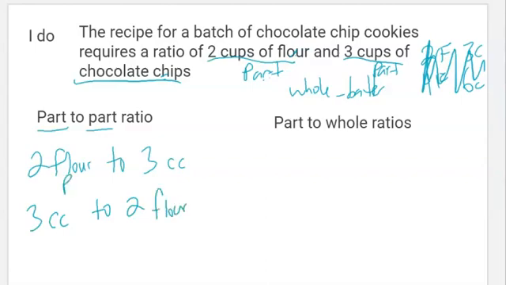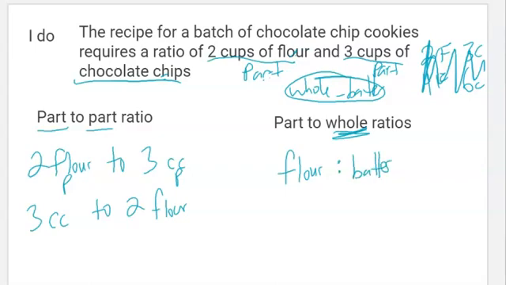That's a part to part ratio because the flour is part of the mix and the chips are part of the mix. The part to whole ratios are going to involve this whole mix of batter with the flour and the chips together. So if I want to do the part to whole ratio, that's flour to the entire batter. This is a part, and this is a whole after I combine and mix them into a whole thing. That's the whole. So that ratio would be 2 parts for every, got to put the whole together, the 2 and the 3 together to make 5 cups of batter. So for every 5 cups of batter, 2 of the cups are flour.